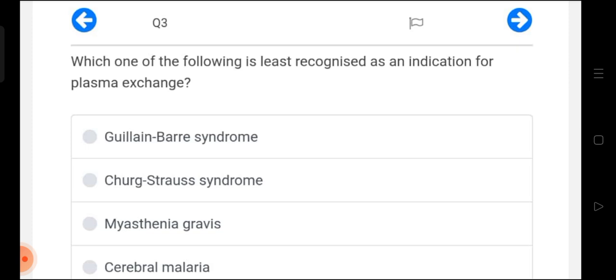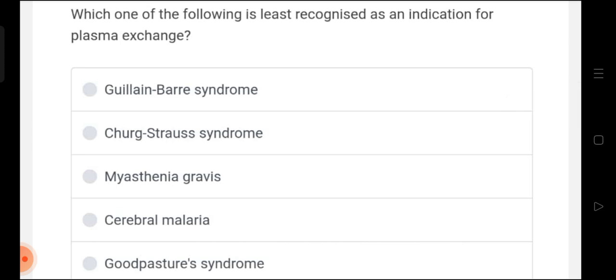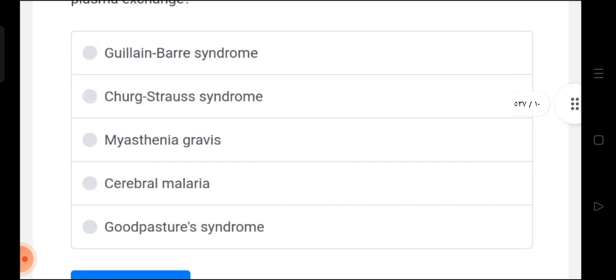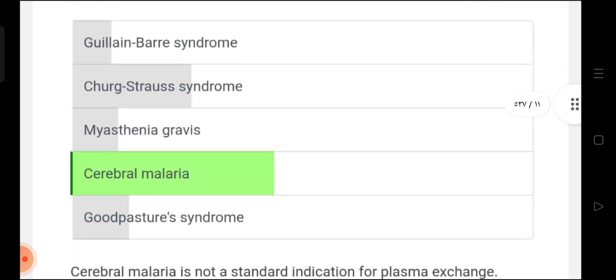Which one of the following is least recognized as an indication for plasma exchange? This is a very simple question. He will give us some diseases which are indications for plasma exchange, and only one of them is not an indication for plasma exchange. Guillain-Barré syndrome, which is a common indication for plasma exchange, Churg-Strauss syndrome, myasthenia gravis, cerebral malaria, and Goodpasture syndrome. Of course, the answer will be cerebral malaria.